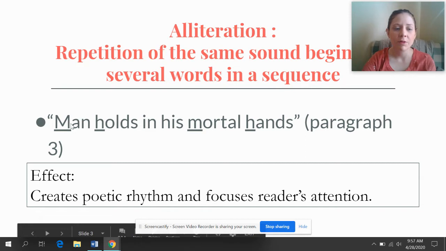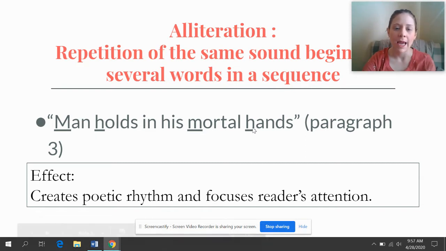Here's an example of alliteration. "Man holds in his mortal hands." And I cited it. That's from paragraph 3. M, M, H, H. You will see alliteration littered throughout his whole speech.